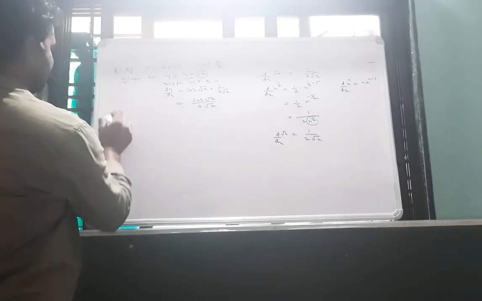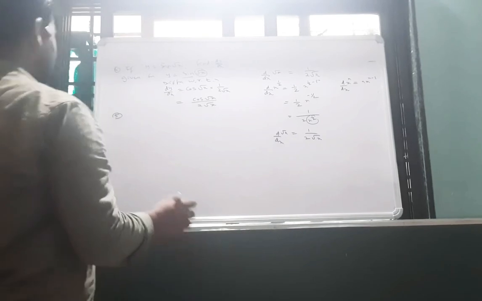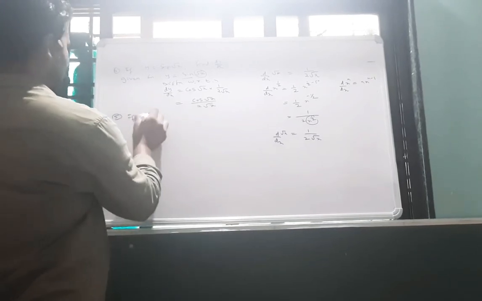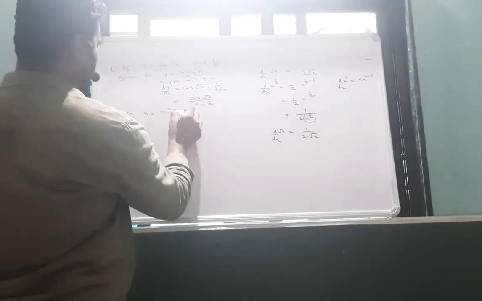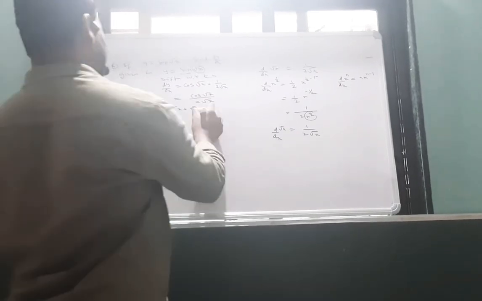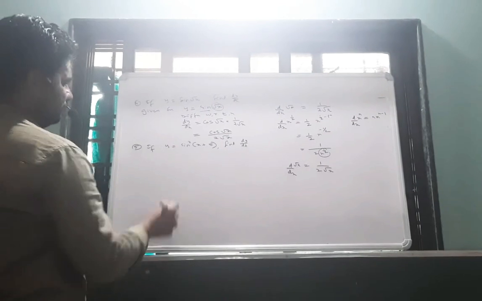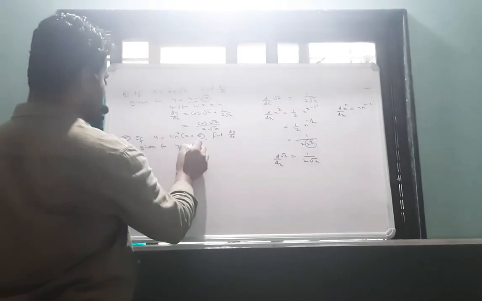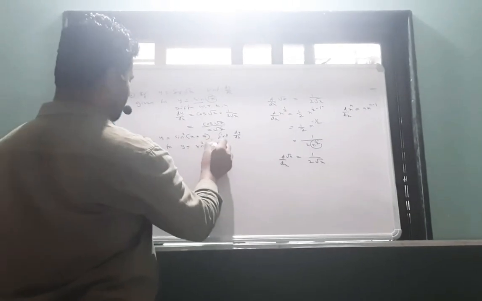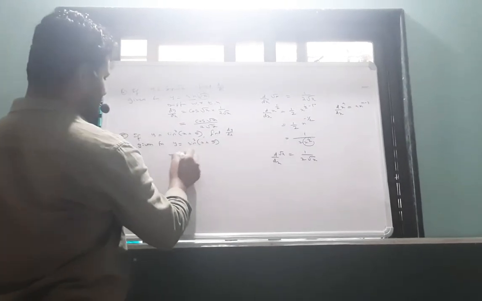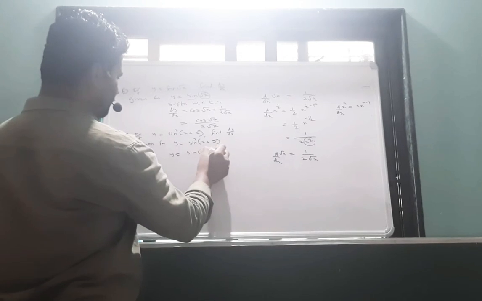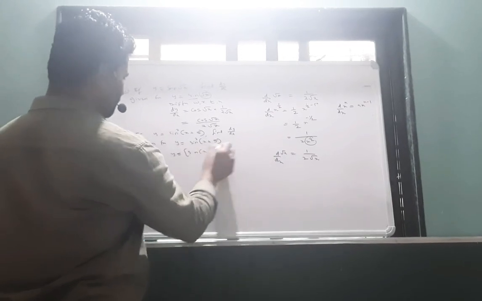The fifth one. If y is equal to sine square x plus 5, then we have to find dy by dx. So the given function is y equal to sine square of x plus 5. This can also be written like this: sine of x plus 5, in brackets, whole square.